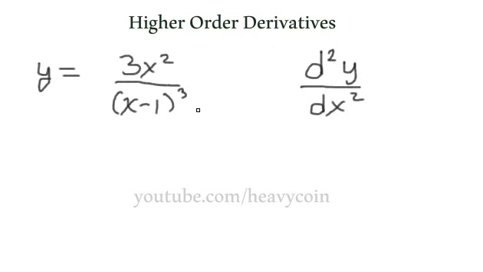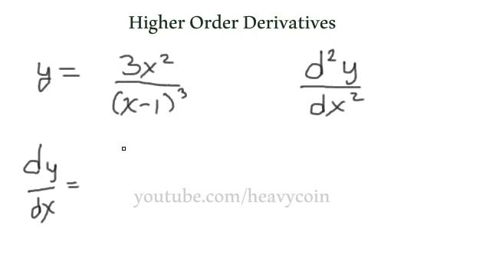It's going to take a few minutes to work out, I promise. Alright, well, let's just get started. So we're going to be taking the first derivative, and I'm going to write dy over dx. We're going to use the quotient rule here.